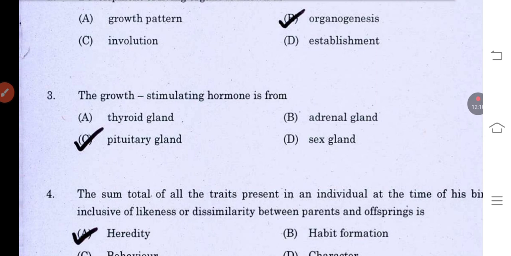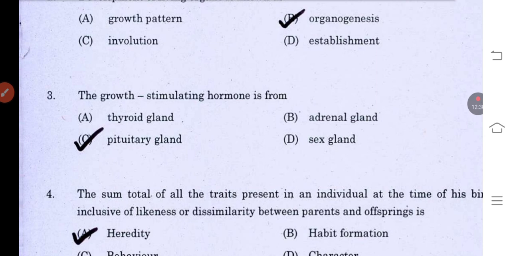Adrenal gland, it secretes cortisol, aldosterone and adrenaline, or we call that epinephrine. Now coming to the sex gland, it secretes estrogen, testosterone, progesterone. But when coming to the pituitary gland, actually the pituitary gland secretes 7 hormones.